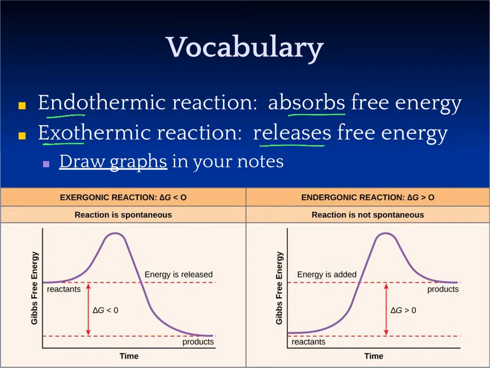And you can see in these graphs the difference between the two. So an exothermic or exergonic reaction has an energy output in the products that is lower than what we started with. And because endothermic reactions absorb energy, the products have more energy stored than the reactants did.